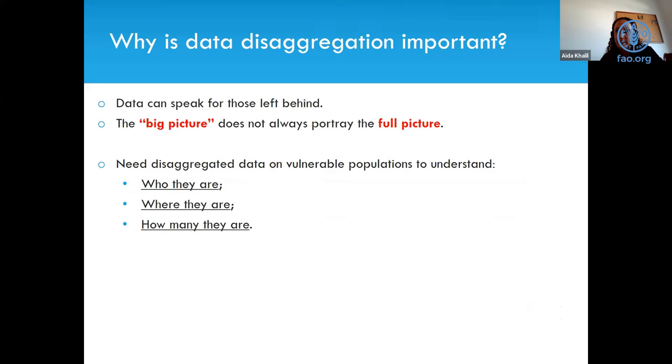One thing that emerged with the 2030 monitoring agenda is that very often the big picture doesn't provide the full picture. For example, you could have a figure at the national level that hides disparities and inequalities at the subnational level or for specific subgroups of the population. So disaggregated data are needed to understand who the vulnerable populations are in a specific context, which could be a population in a specific area or a specific ethnicity. To understand who these people are, where they are, and how many they are.